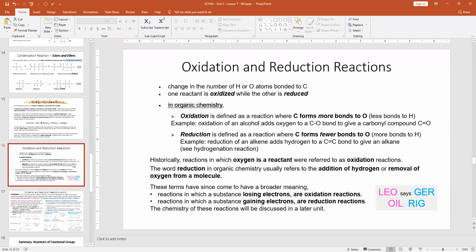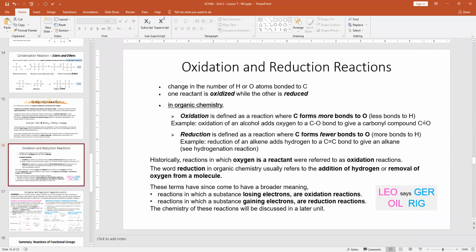Oxidation is defined as a reaction where carbon forms more bonds to oxygen and fewer bonds to hydrogen. For example, in the oxidation of an alcohol, you get the addition of oxygen to a carbon-oxygen bond, a C-O bond, to give you a carbonyl compound. So the carbon forms more bonds to the oxygen.